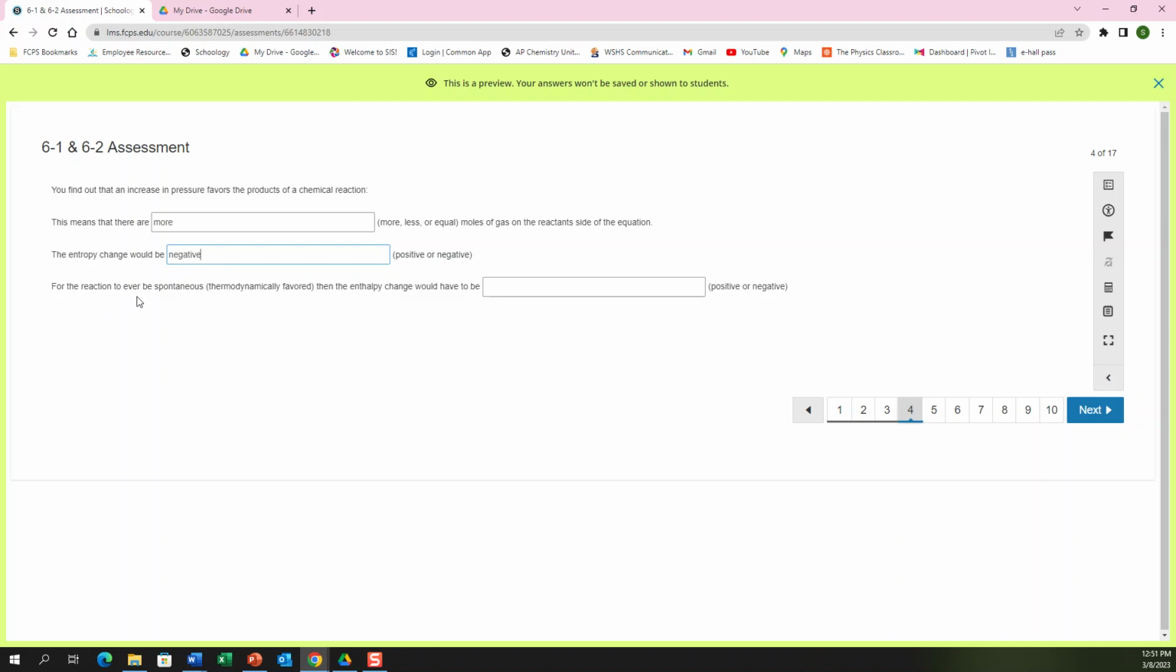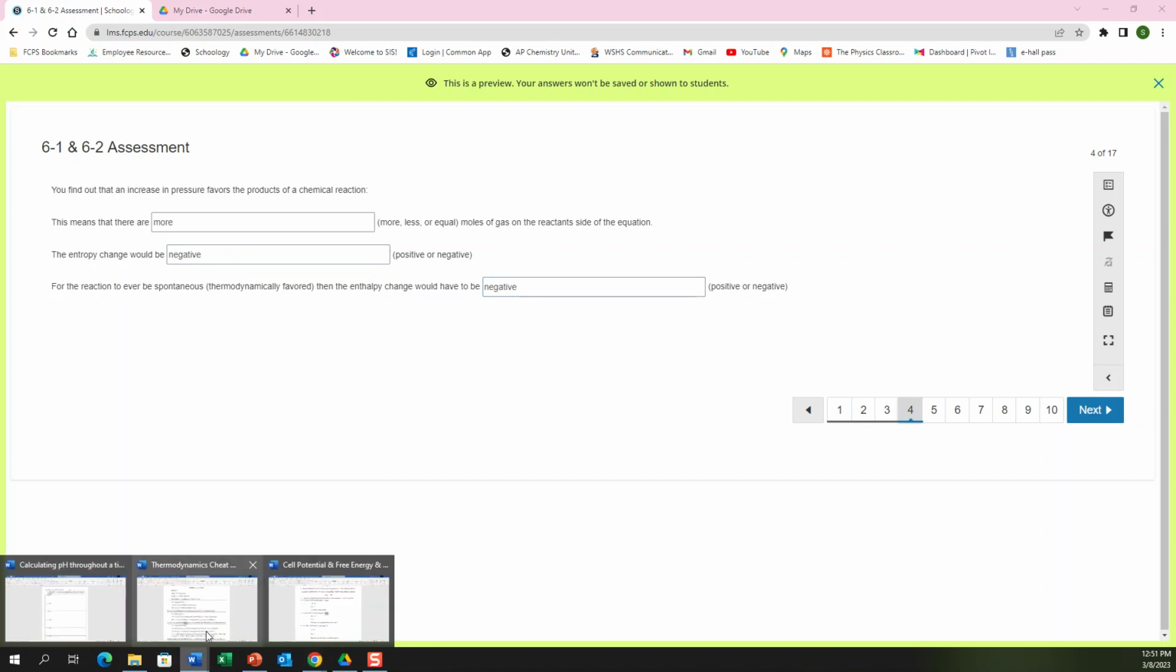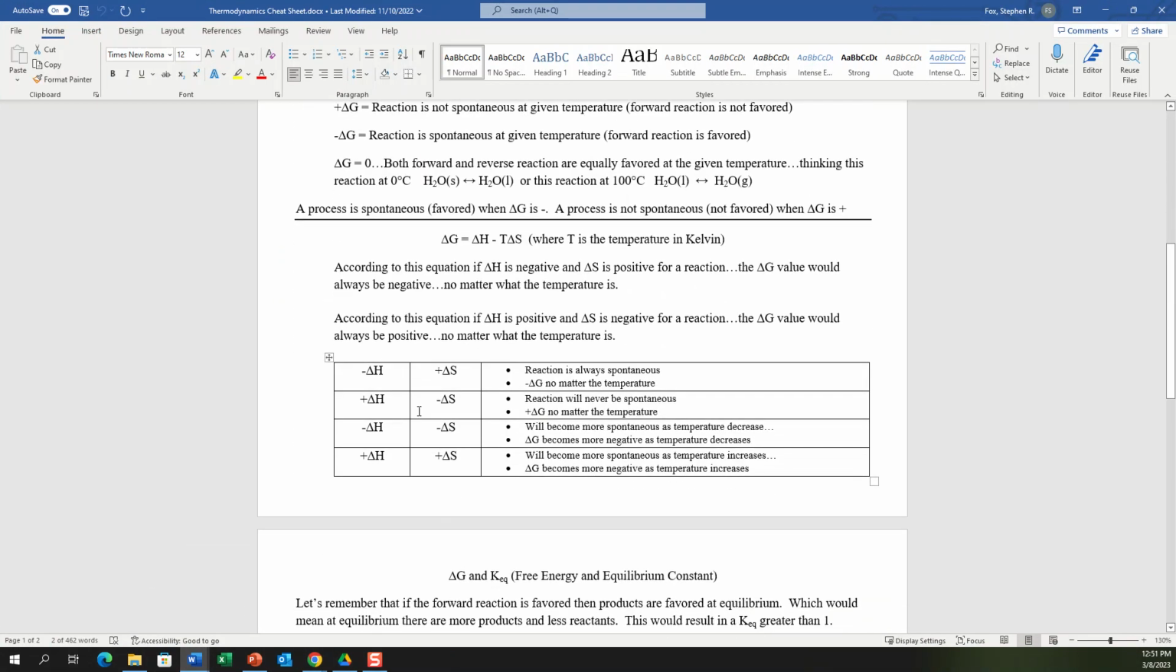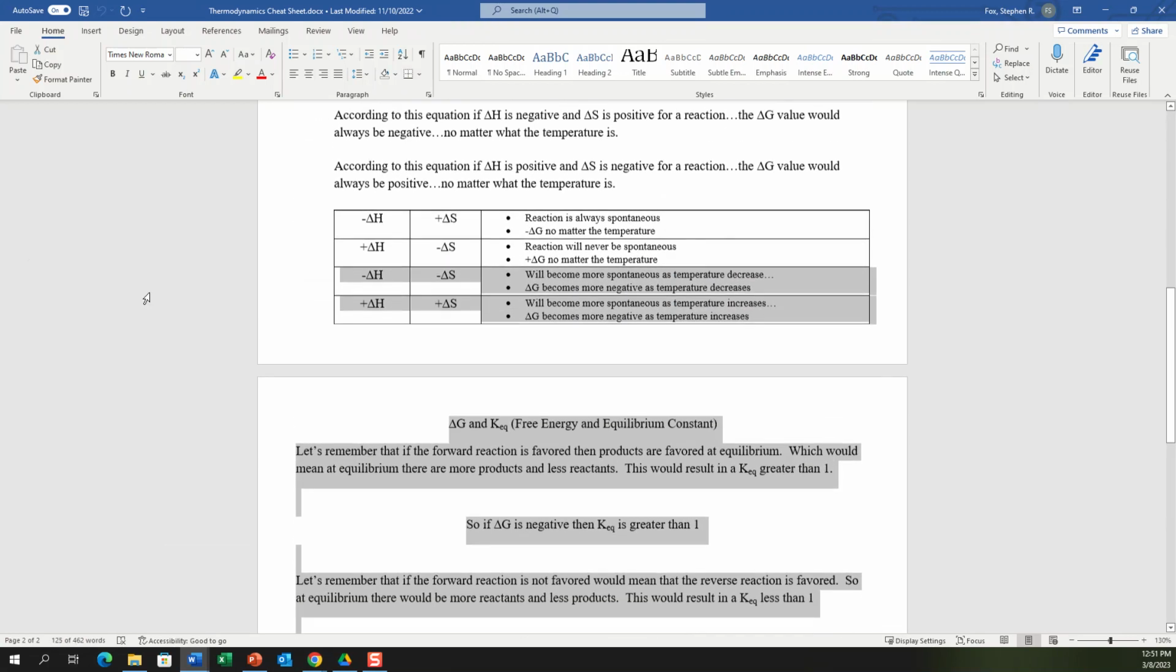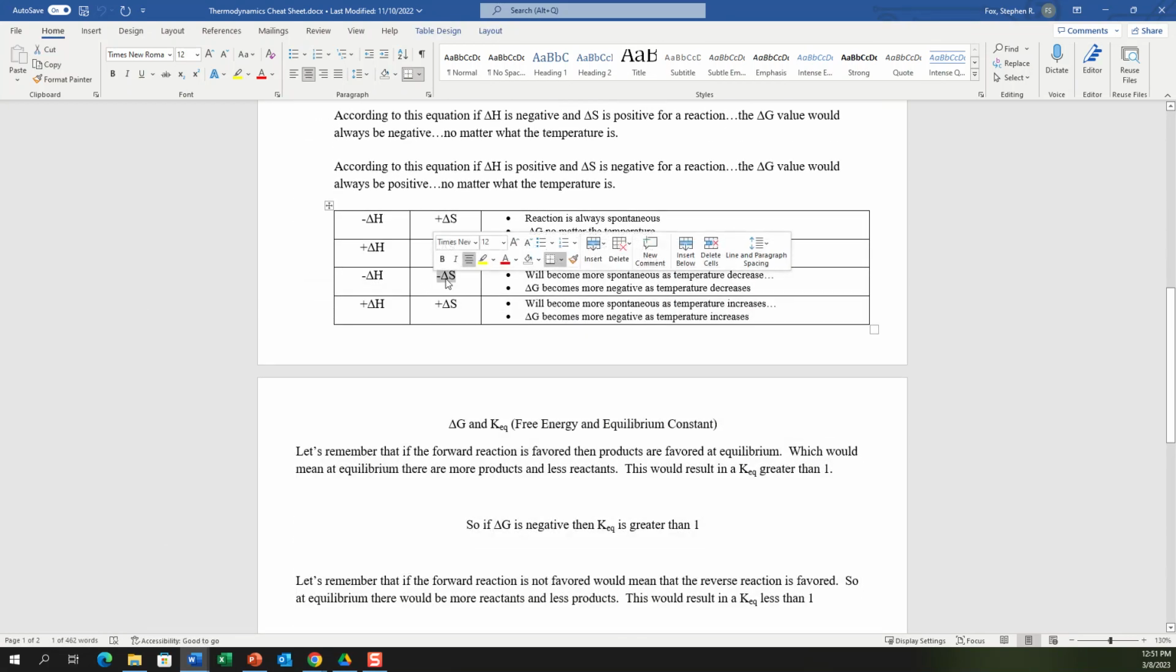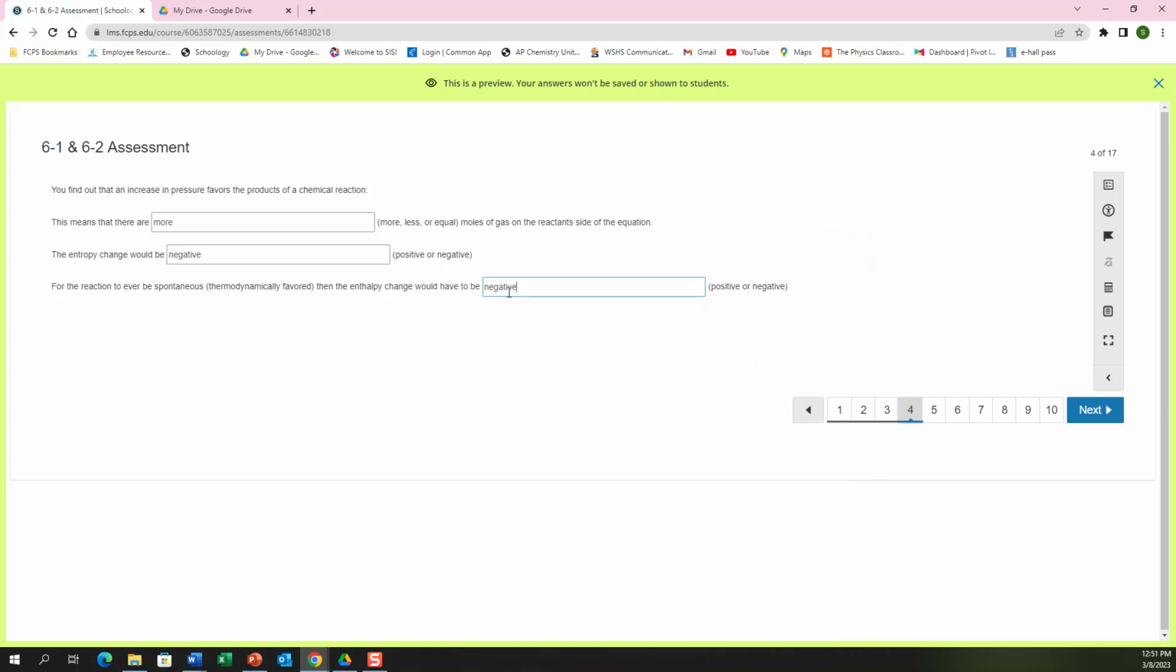Now, if the reaction is ever going to be spontaneous, then that means delta H, the enthalpy change, has to be negative, because you can't have a negative-positive combo. Let's go back to the chart, right? A negative delta S and a positive delta H is never favored. So whenever you have a negative delta S, the only way the reaction could ever be favored is if you have a negative delta H. So we know the enthalpy change is negative here as well. All right, so let's go to the next one.